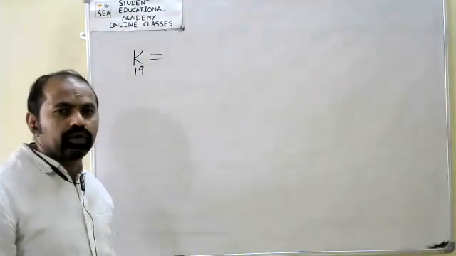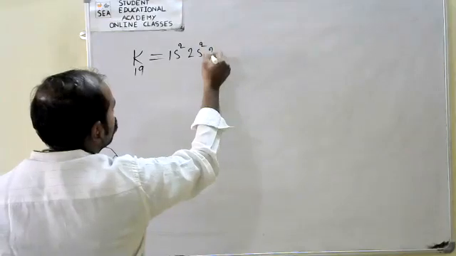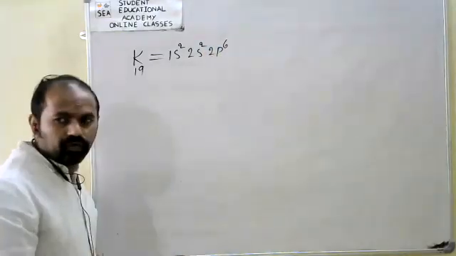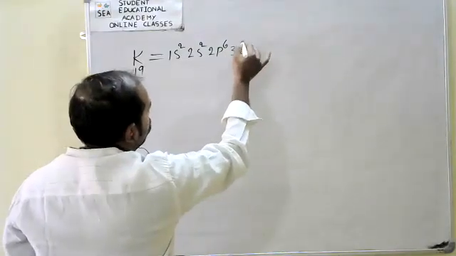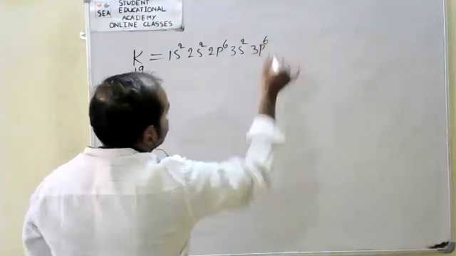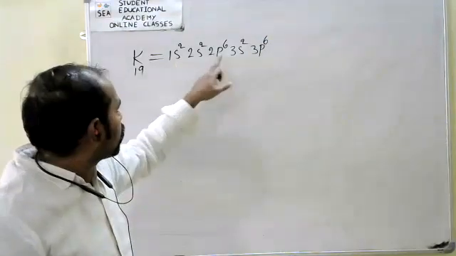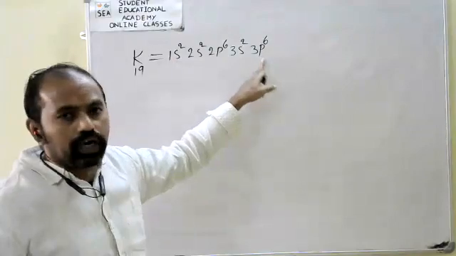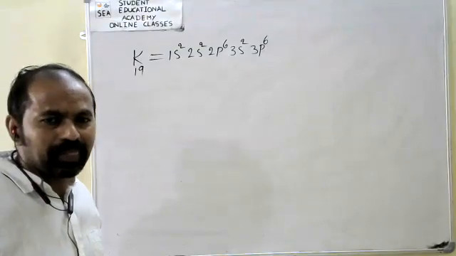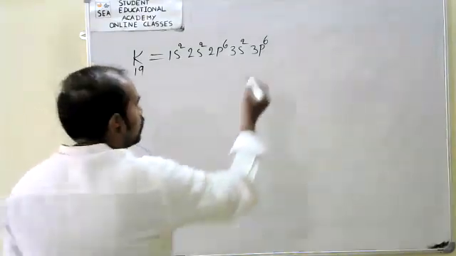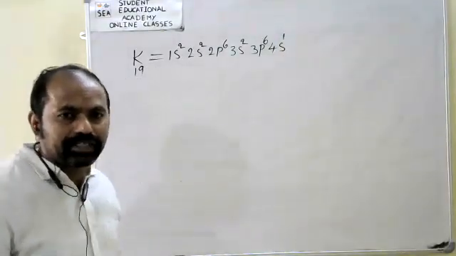What about the electronic configuration of potassium? 1s2, 2s2, 2p6, then 3s2, 3p6. Total number of electrons: 6 plus 4 is 10, plus 2 is 12, plus 6 is 18. One more electron is there in the next orbital: 4s1. This is the correct electronic configuration of potassium.